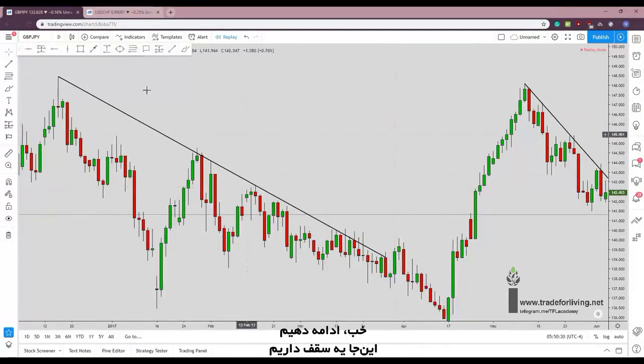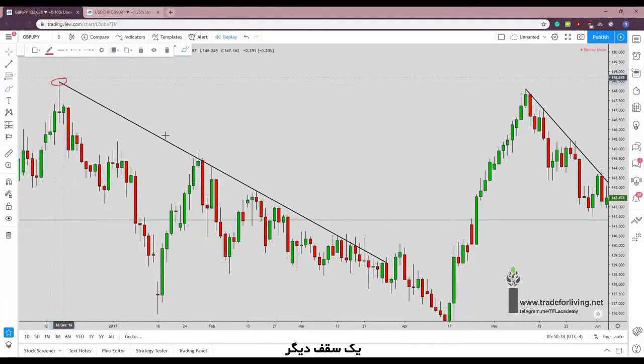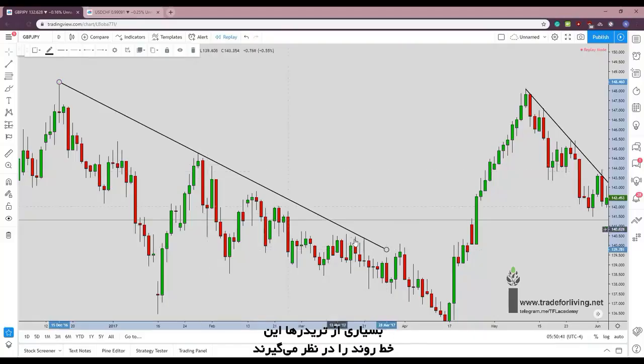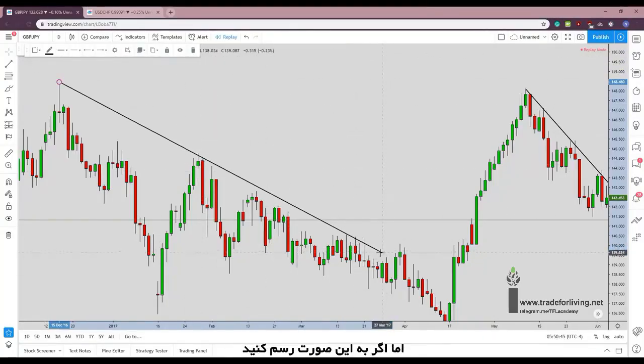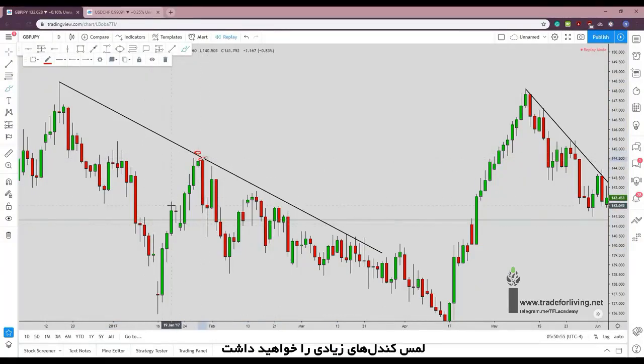So keep going. If you have a high here, you have a high here, and you have another high here, most traders will take the trend line this way. But if you do this, you are not identifying many levels. If you do it this way, what changed is that you're not touching only this candle here, but you're also touching this area. So you are touching as many candles as possible without cutting the bodies, because that is the rule.